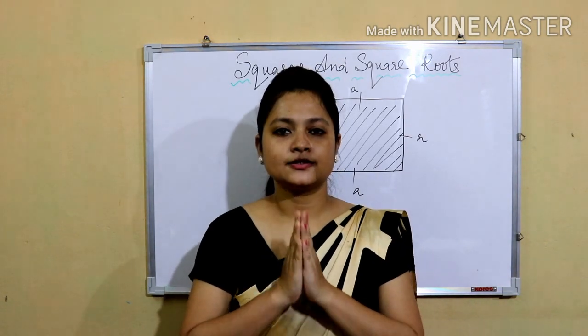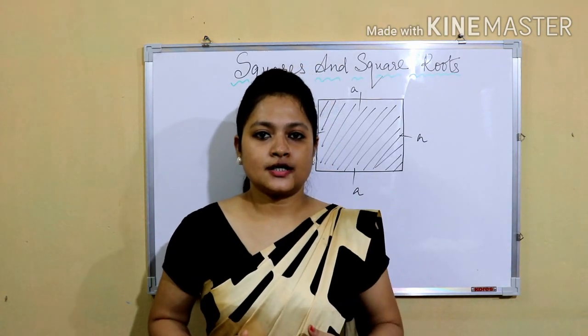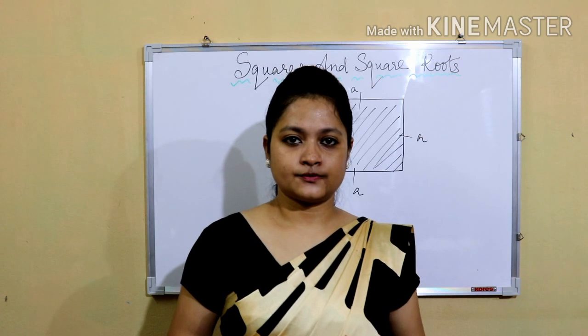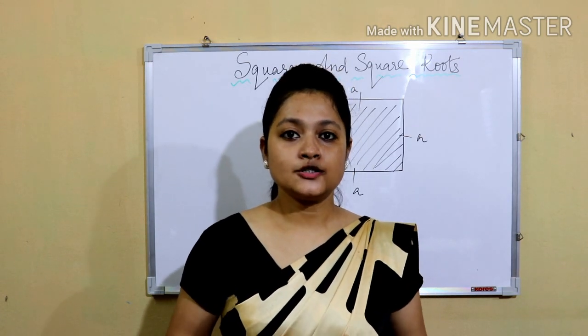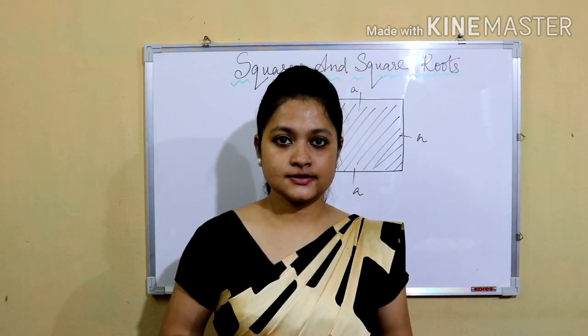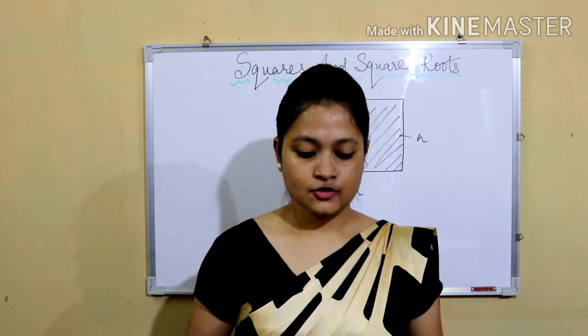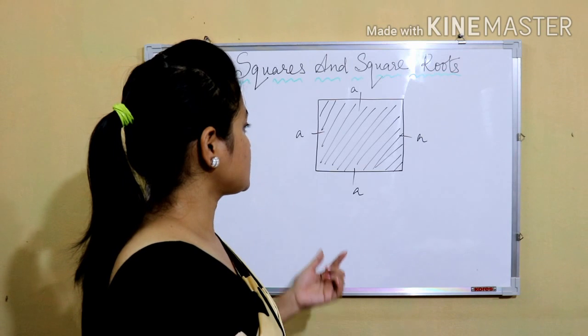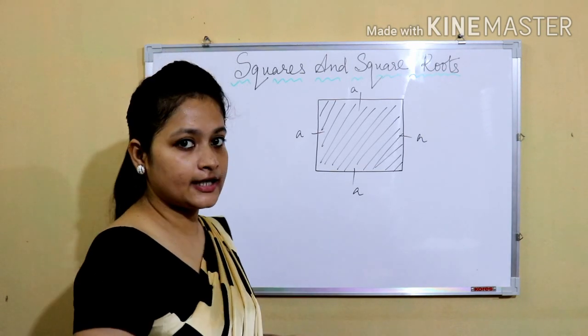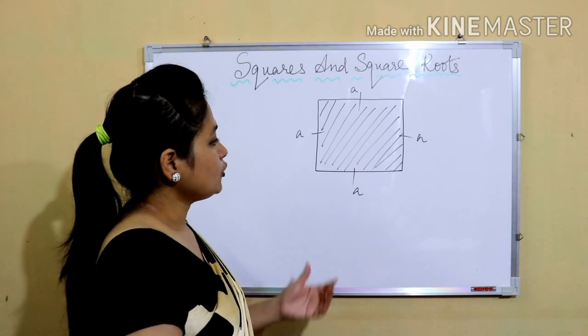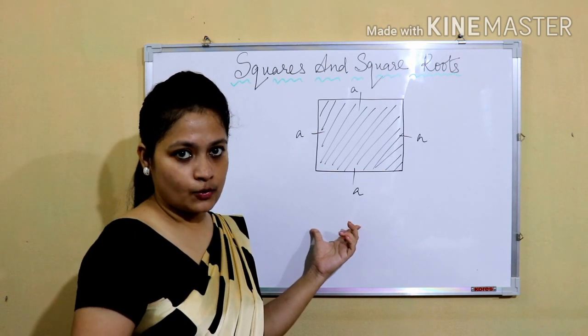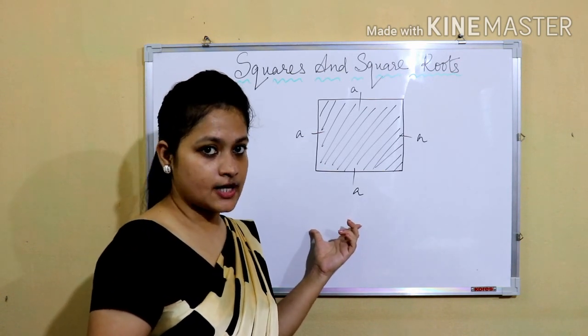Namaste everyone. Today we will be discussing squares and square roots. From the word square, it means a closed figure where all the sides are equal. I have drawn a square of length A unit, and we know how to find the area of a square. We got this in our previous class.